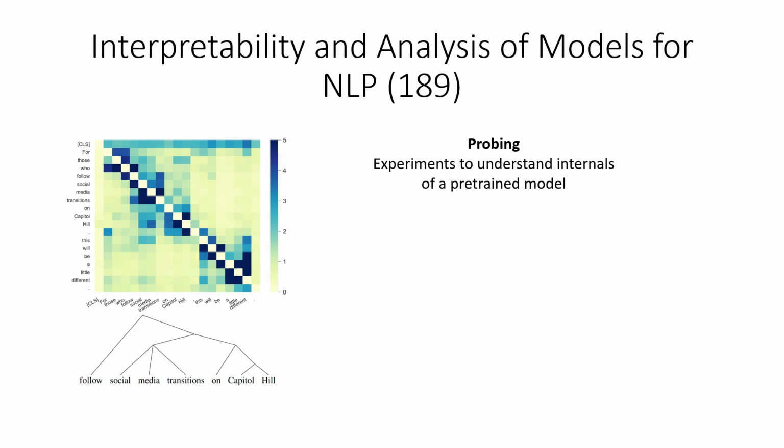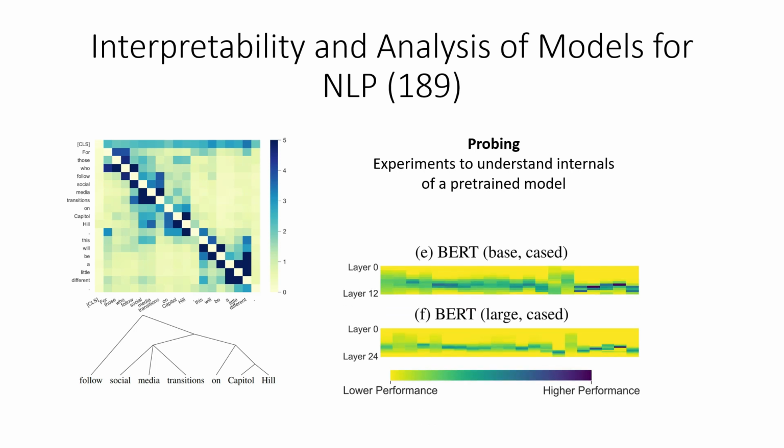Probing is a type of model interpretability that tries to understand the internals of pre-trained models by conducting careful experiments. For example, on the left, by visualizing the self-attention layers and correlating them with different types of syntax structures. Another way of probing is examining the layers of models and seeing whether different layers perform better on tasks than others. Another line of research in this area is explainability.